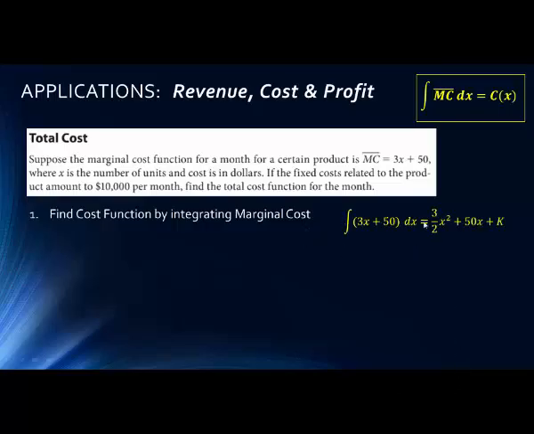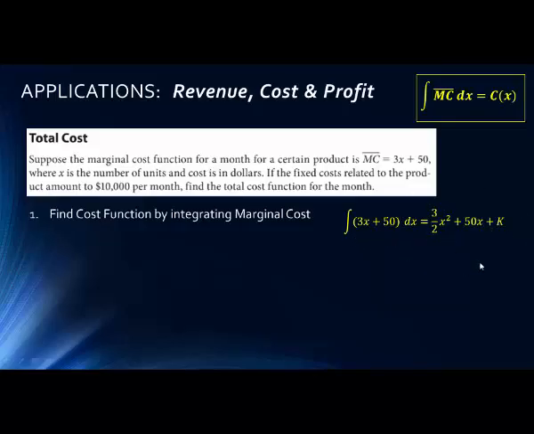This is a very simple integral. We have the integral of a sum, so we can take the integral of each piece. The integral of 3x is 3/2 x squared, using the power rule. The integral of a constant is just the constant times the variable, or 50x. And then remember we have the integrating constant. In this example, it's a k instead of a c.